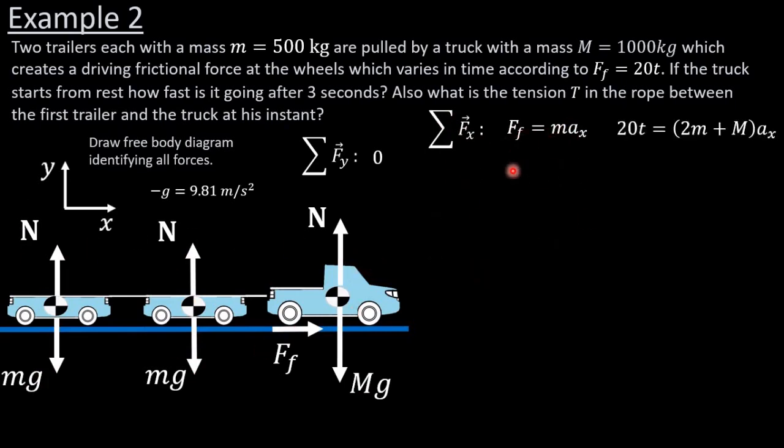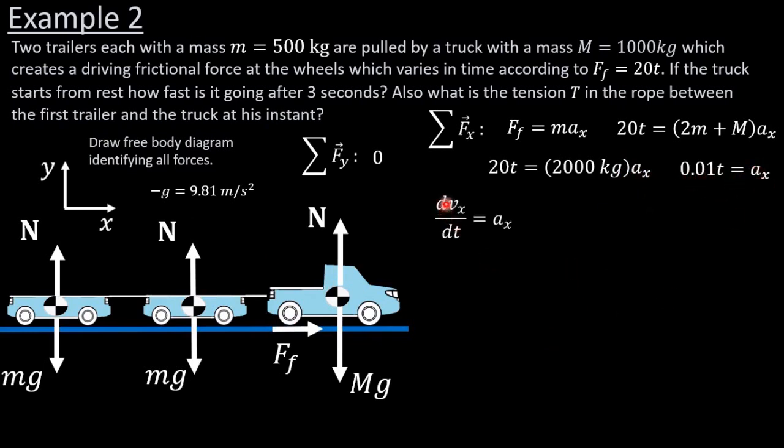Okay, so if we substitute the frictional driving force with 20t, because it's given to us here, and we substitute m with 2 times small m, where small m was the mass of each trailer, and we've got 2 of those, so we times that by 2, plus the mass of the truck, which was 1000 kilograms. So if we substitute all that in, we get 20t equals 2000 kilograms times a sub x, which is the acceleration of the whole system in the x direction. So rearrange that for a sub x to get 0.01t equals a sub x.